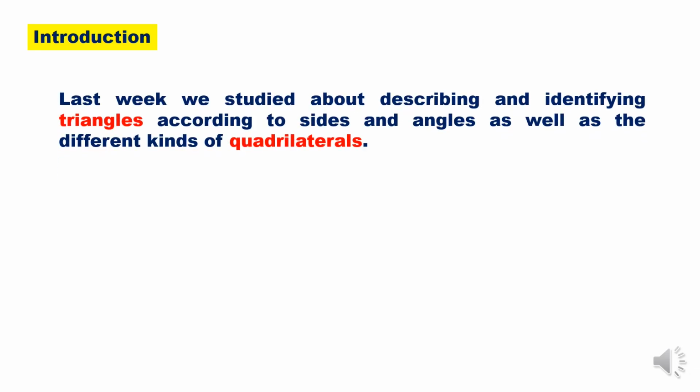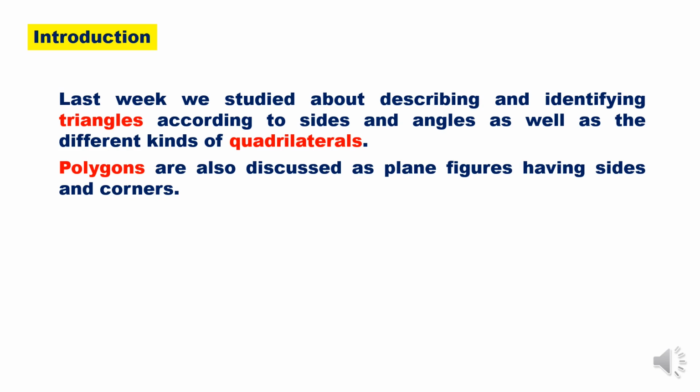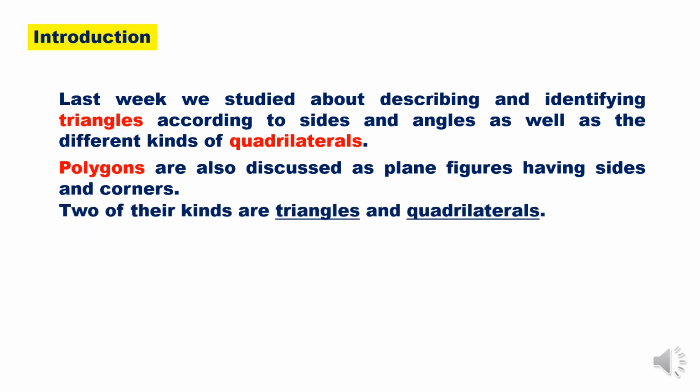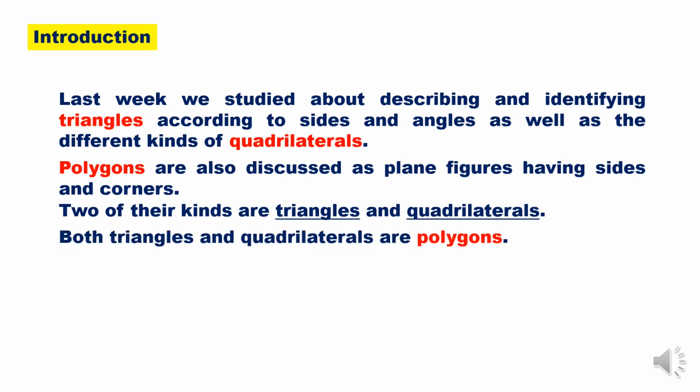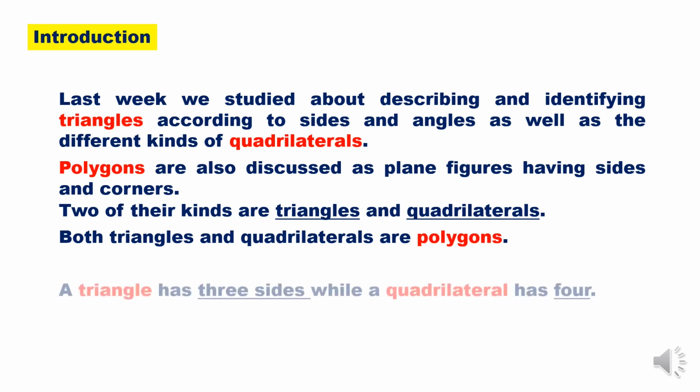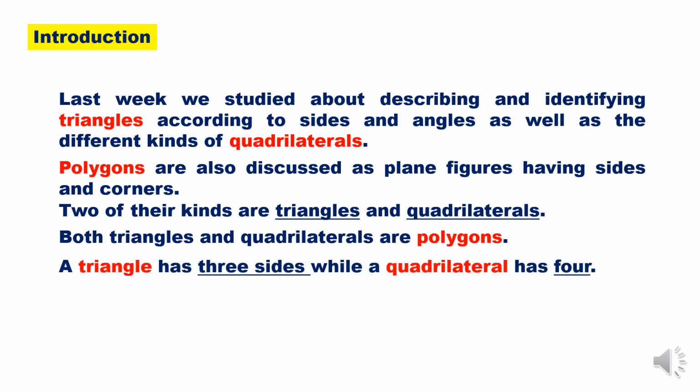Last week, we studied about describing and identifying triangles according to sides and angles as well as the different kinds of quadrilaterals. Polygons are also discussed as plane figures having sides and corners. Two of their kinds are triangles and quadrilaterals. Both triangles and quadrilaterals are polygons. A triangle has 3 sides, while a quadrilateral has 4.